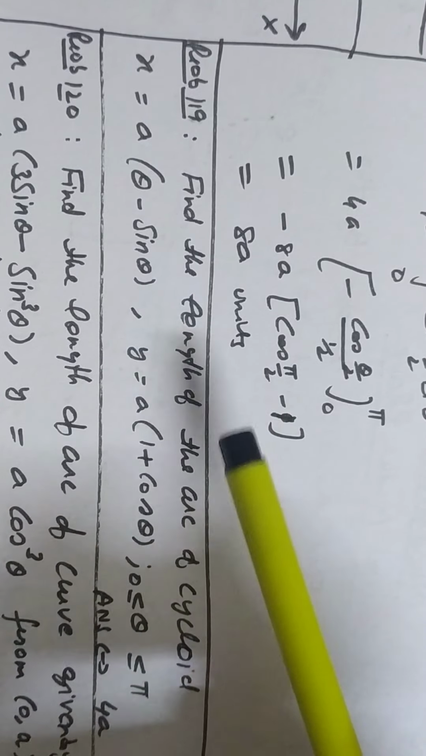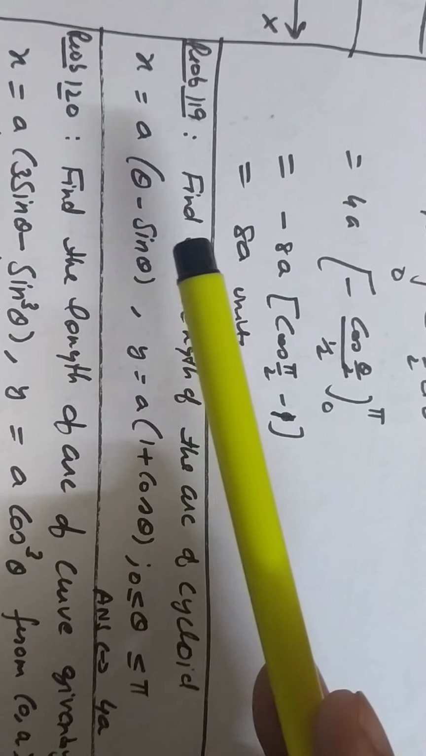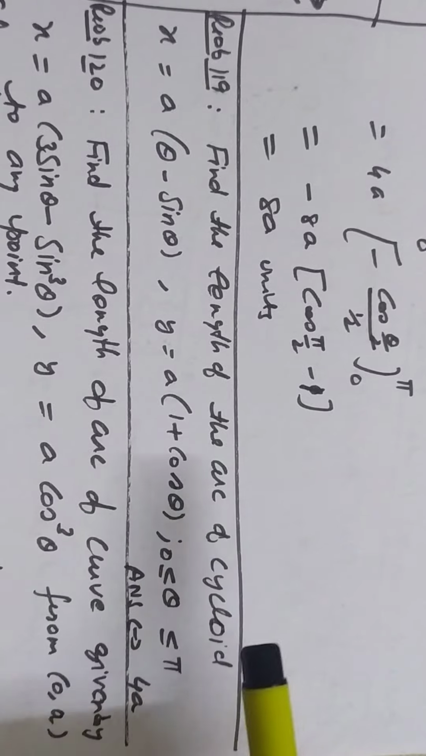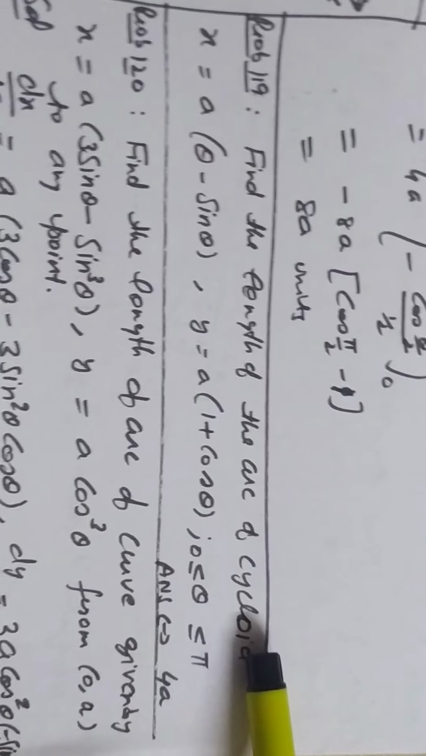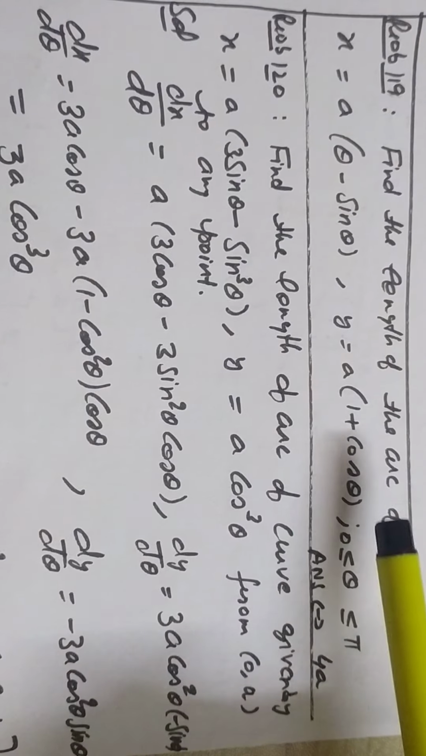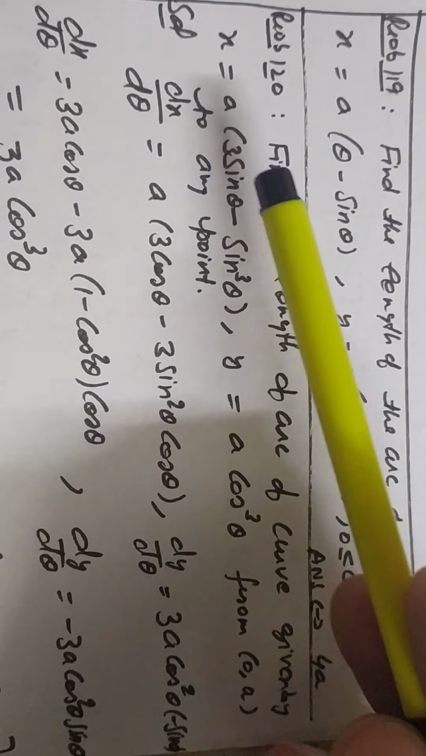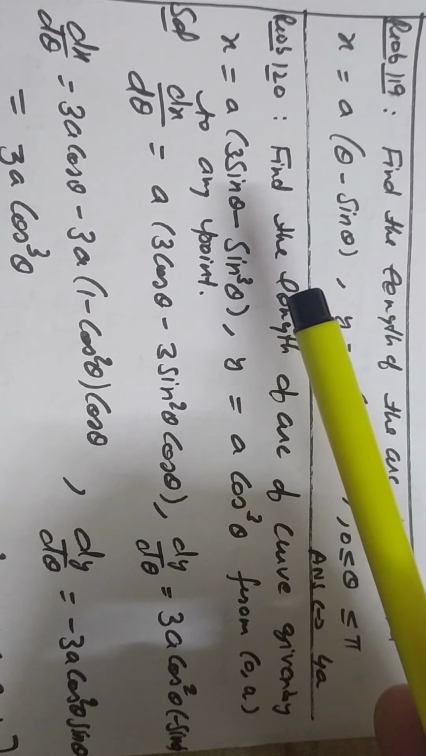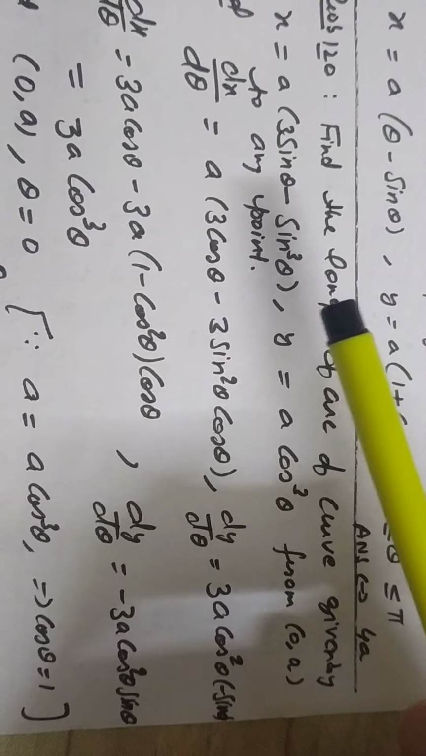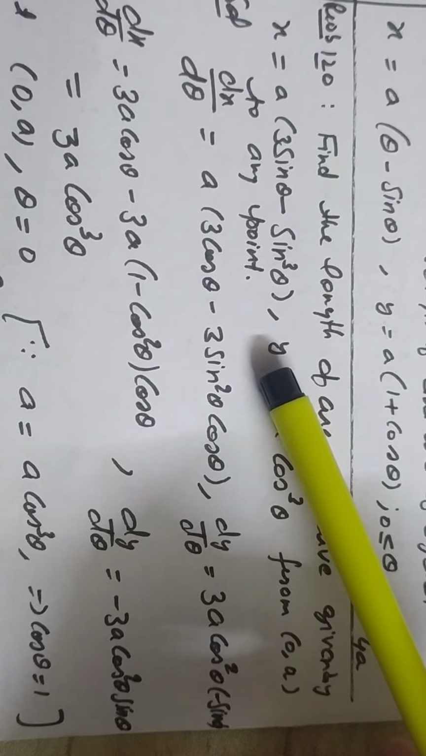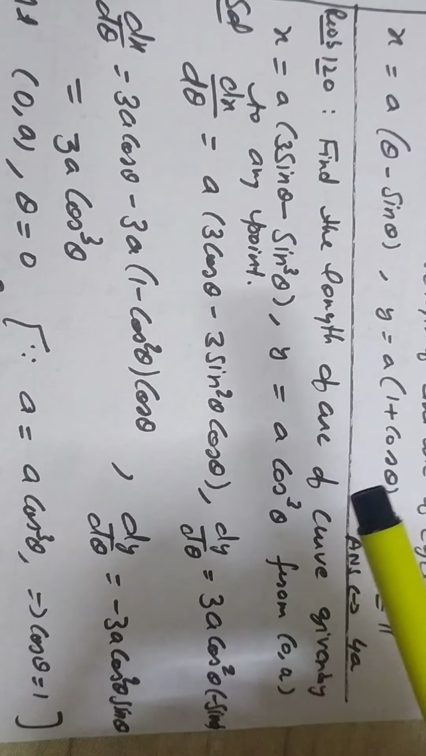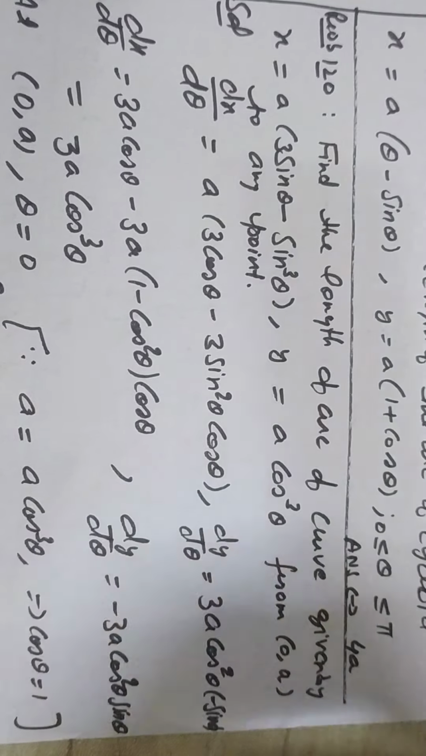In this question you have to find the length of arc of the cycloid x is equal to a into theta minus sin theta, y is equal to a into 1 plus cos theta, with theta varying from 0 to pi. Next, to find the length of one arc of a given curve, x is equal to a into 3 sin theta minus sin cube theta, y is equal to a cos cube theta, from 0, 0 to any point. So students, here I am asking you to find the length of the curve from the origin to any other point.